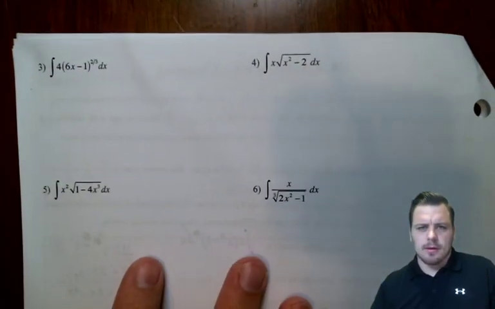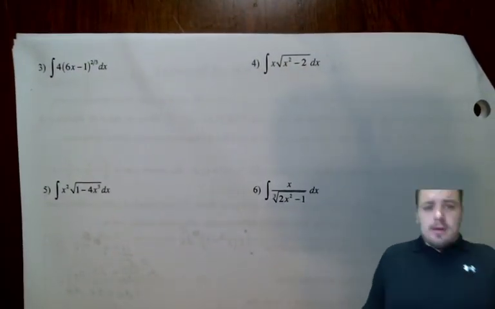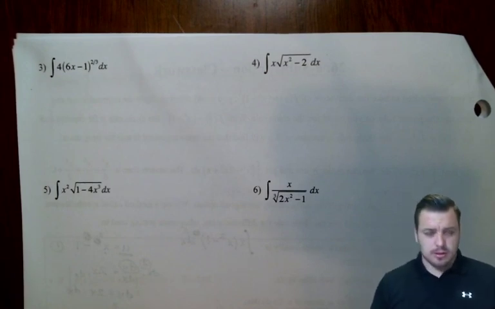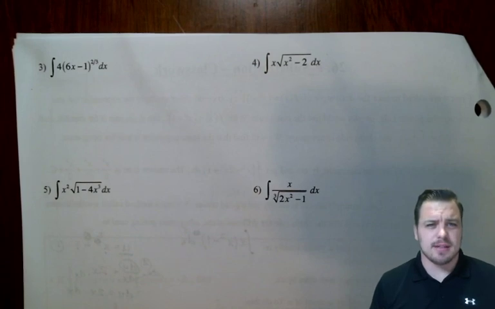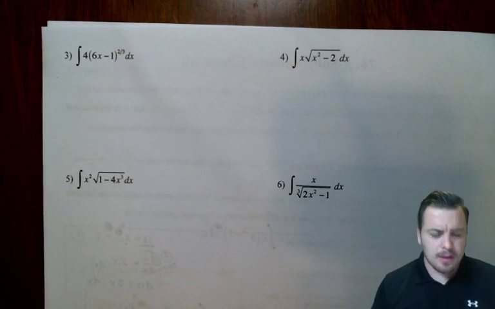All right, so jump over here to number 3. So let's look at 3. Looking at number 3, it says the antiderivative of 4 times the quantity of 6x minus 1 raised to the 2/3 dx.